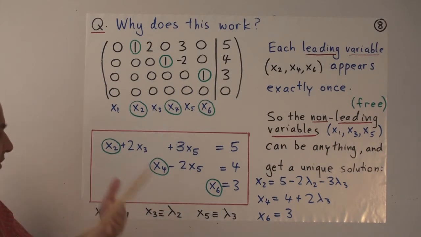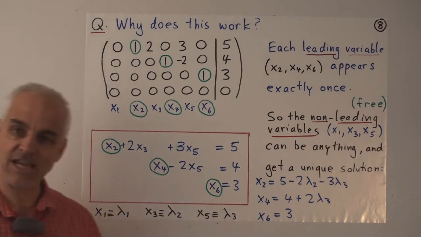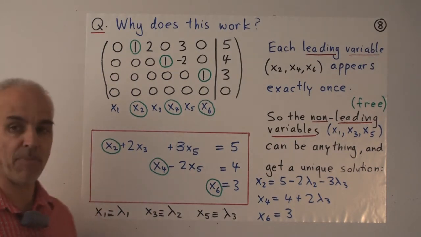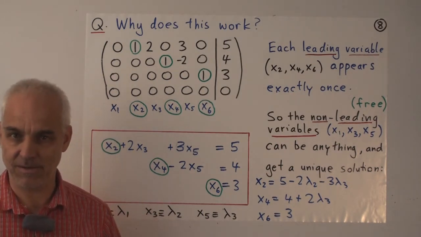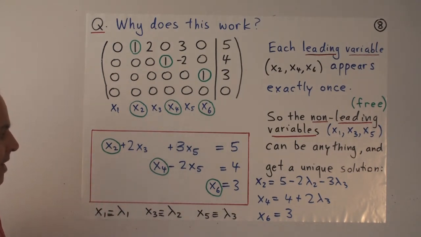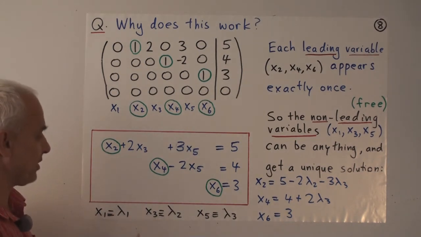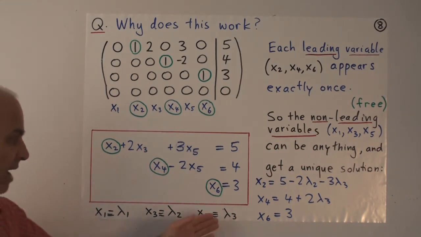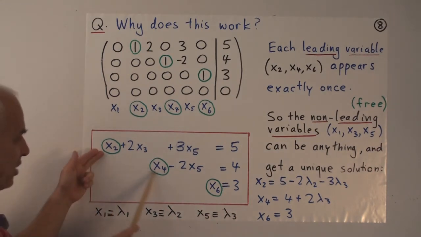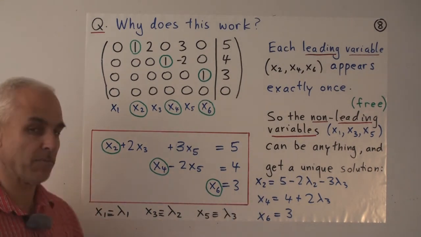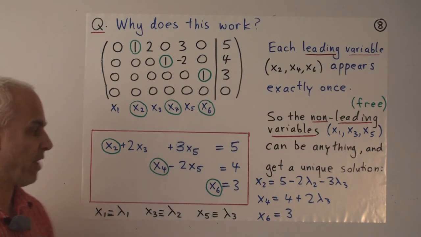And that's why we have that freedom in essentially replacing the variables with parameters, because there's nothing to stop them from being anything that they want to be. We still can get a solution. So in this case, we could set x1 equal to lambda 1, x3 equal to lambda 2, x5 equal to lambda 3. Three parameters. And then these 3 equations would allow us to solve for x2, x4, and x6 in terms of these 3 parameters.